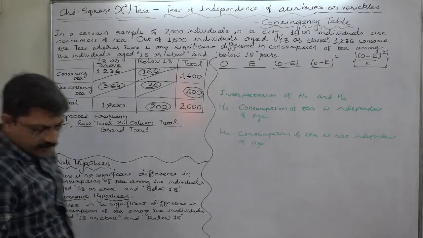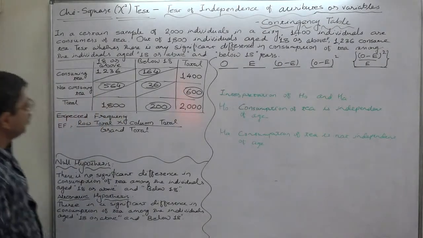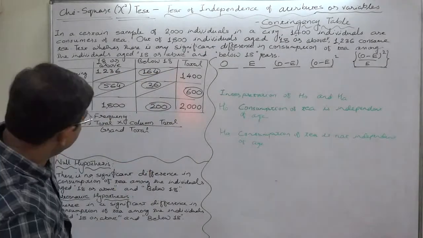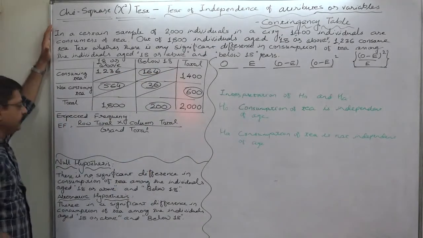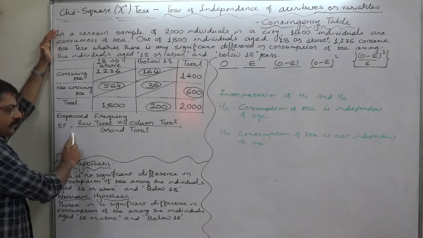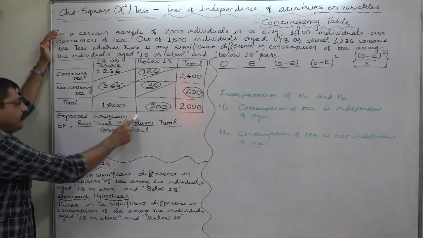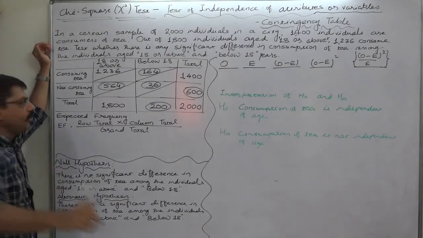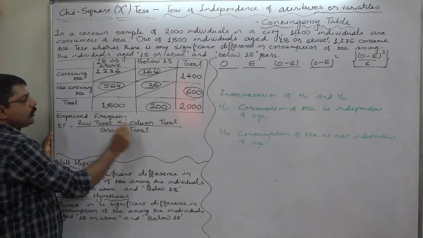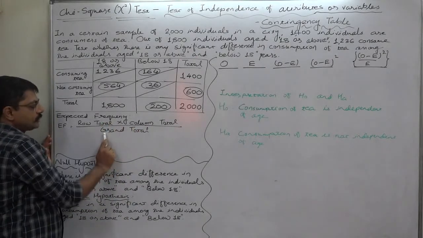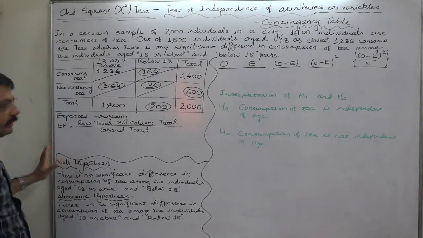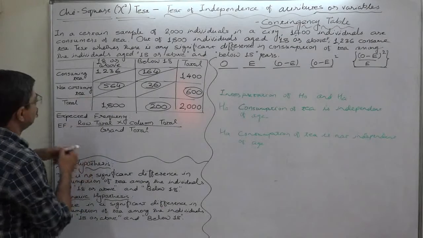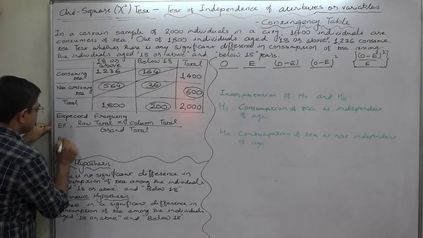Now we need to find out the expected frequencies in these four cells. How to find out? That is very easy. See, this is the formula. Expected frequency for any cell equals row total multiplied by column total divided by the grand total of the table. Let's find out the expected frequency for this observed frequency 1236.